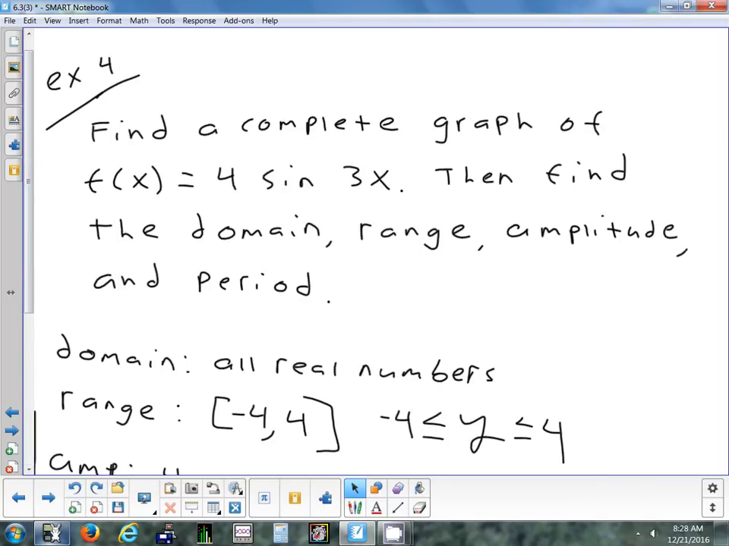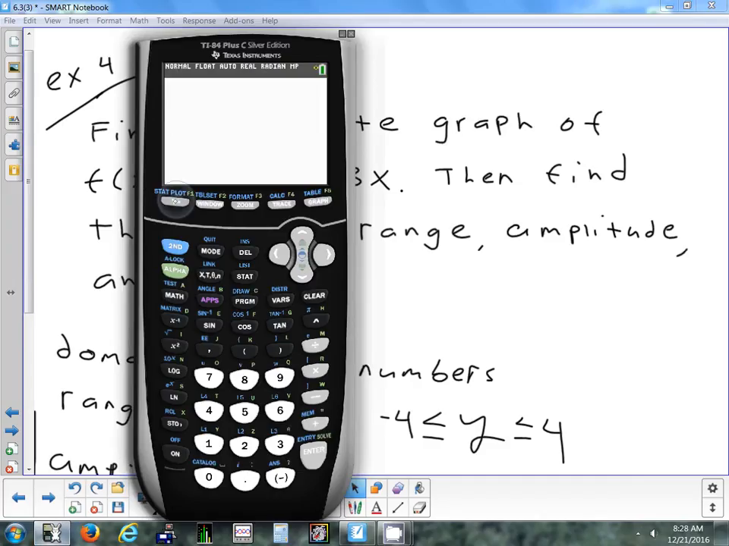All right, so let's graph 4 sine 3x. I'm not going to do zoom 7 because it's going to pick the x min and max for me. I want to type it in myself. So I said that if we go from 0 to 2 pi over 3, you would see one period. Let's do 2 periods on the screen. So I'd have to go from 0 to what?